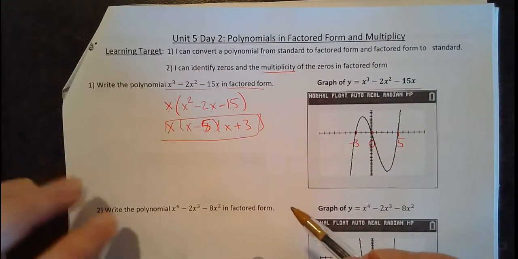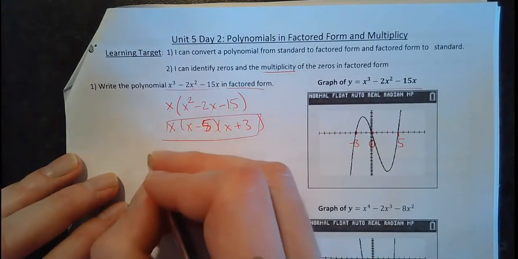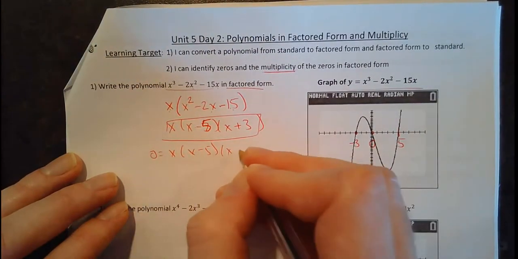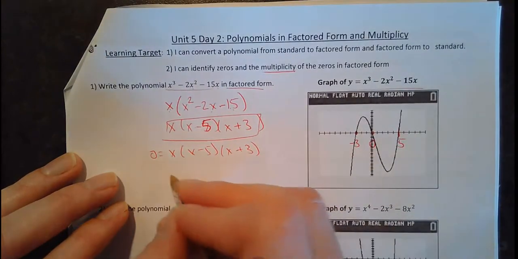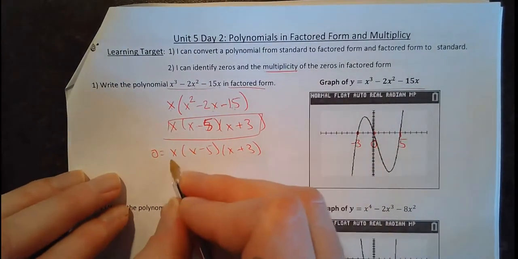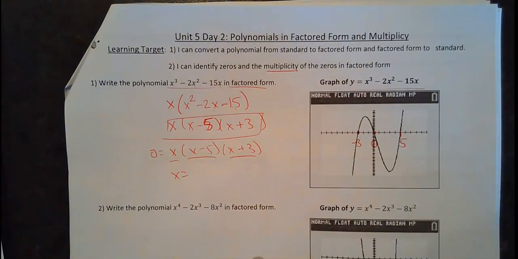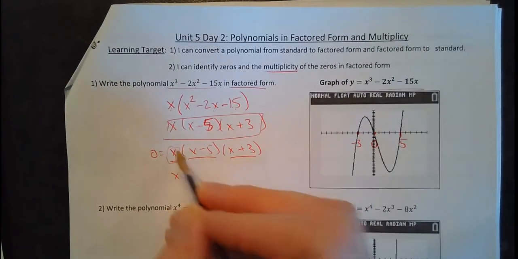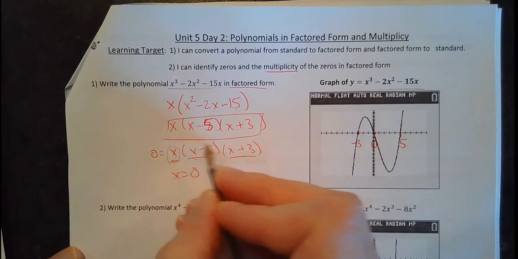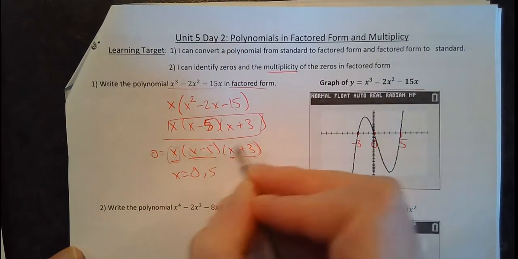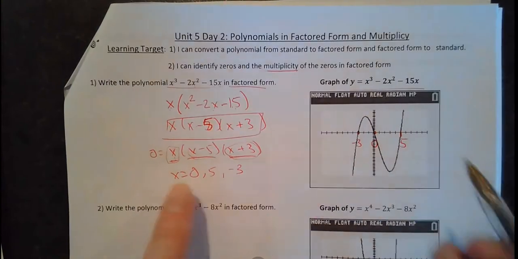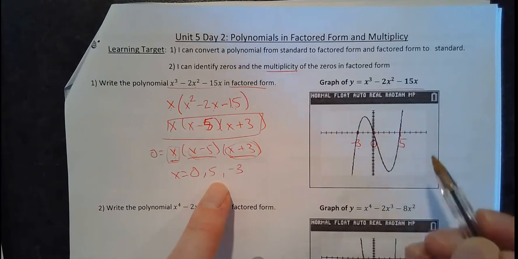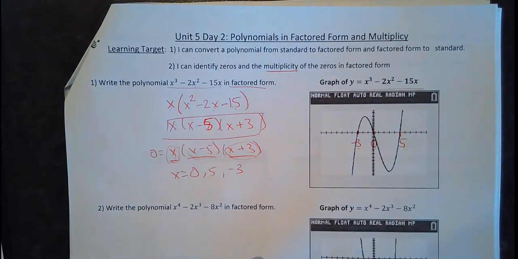But if I said solve, if I said look for the zeros, that means set this equal to 0. So say 0 equals x times x minus 5 times x plus 3, and I asked you to solve for the zeros. If I'm multiplying three things together and getting 0, one of the three things has to be 0. What would I plug in for x to make this term 0? Well, that's 0. What would I plug in to make this equal 0? 5. What would I plug in to make that equal 0? Negative 3. Look over here: negative 3, 0, 5. So there's a very strong correlation there.